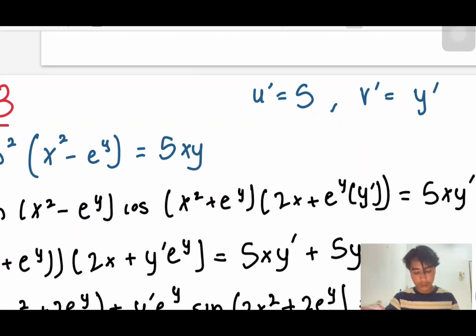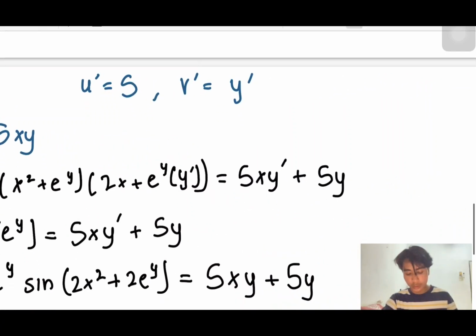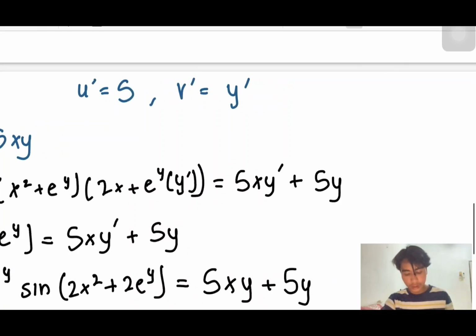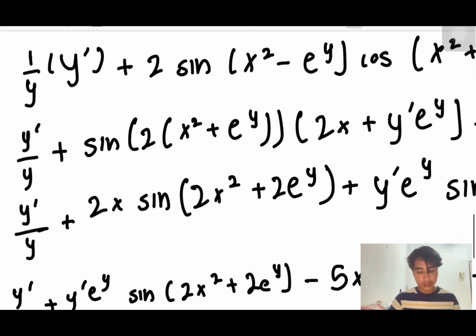So the right side, we have to use the product rule. So vu prime plus uv prime, that is the formula, and we will have 5x y prime plus 5y. So the next step is simplify.